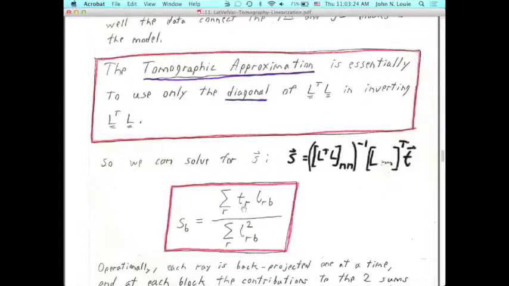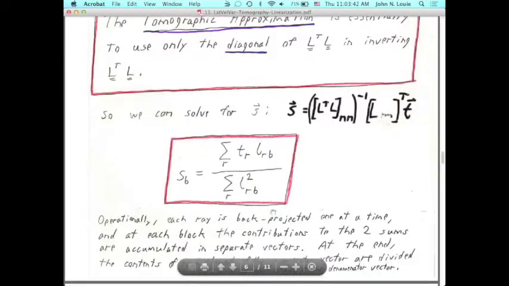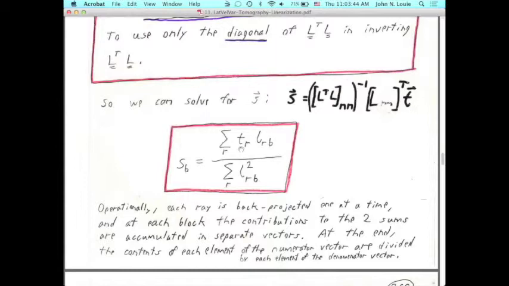Of the time T sub R, which is the time of each ray. We're making the summation for one block B, so we're essentially looking at one row of this equation here. We take the delay of ray R times the length of that ray in that block B that we're getting.